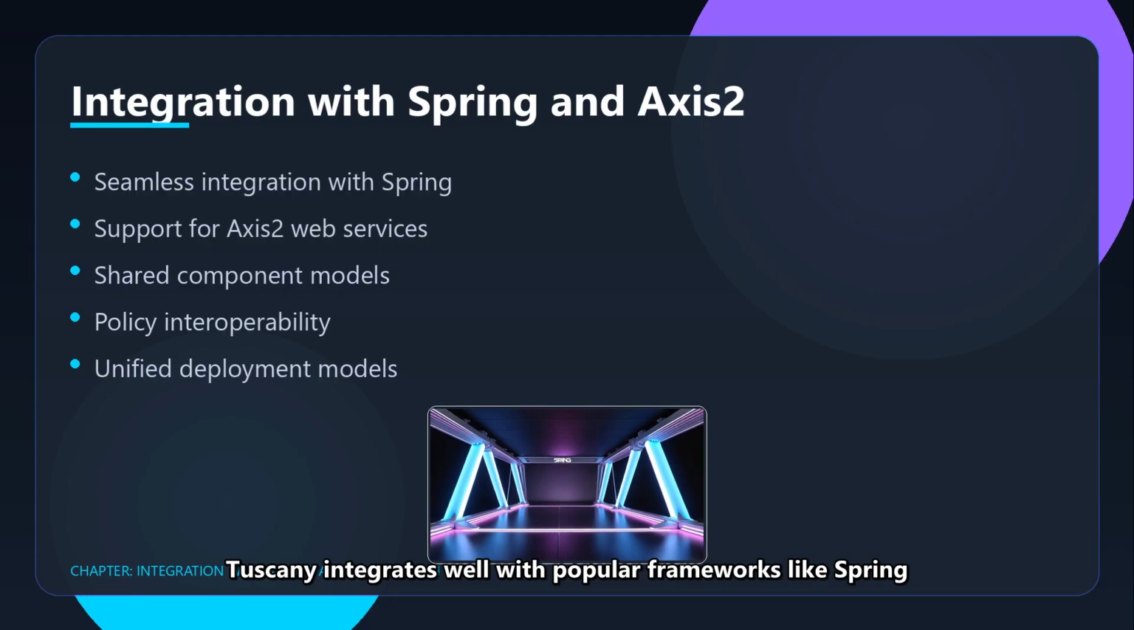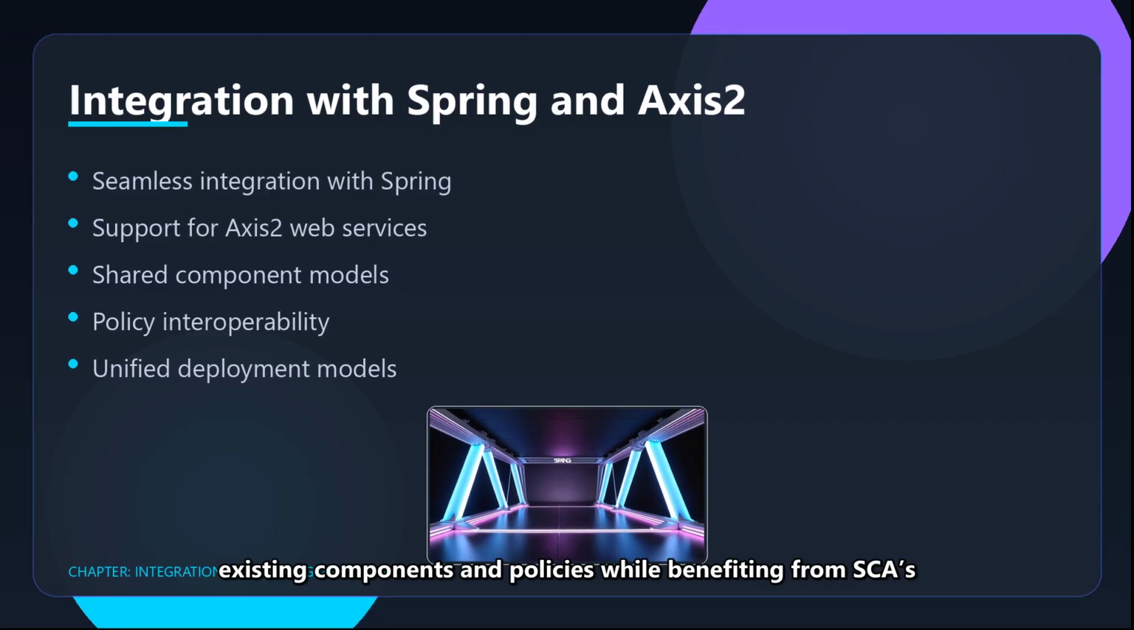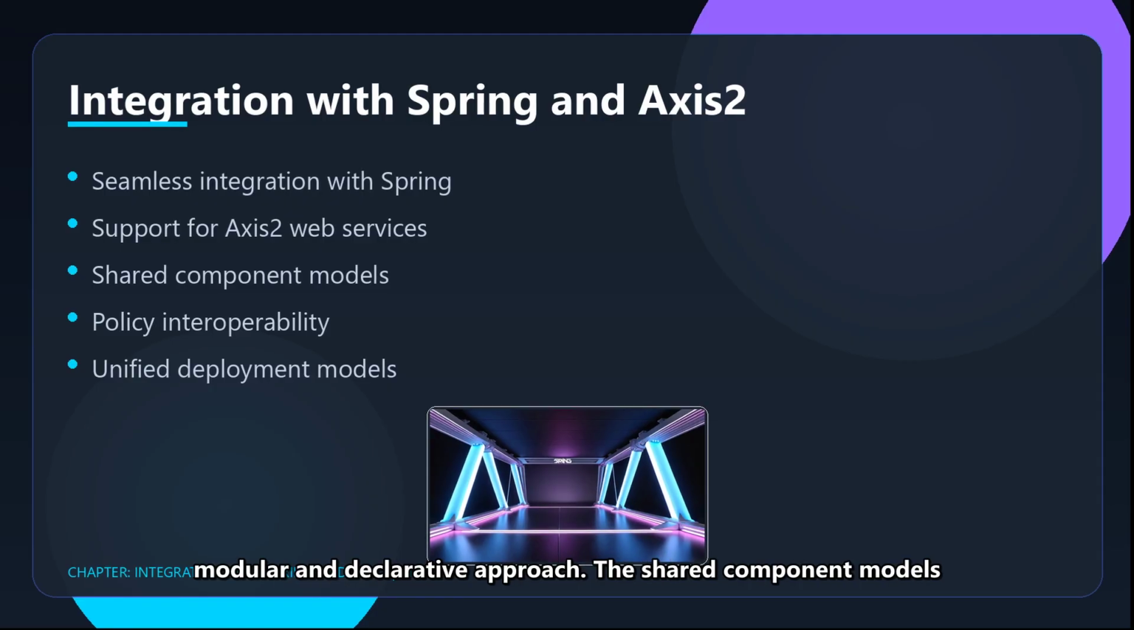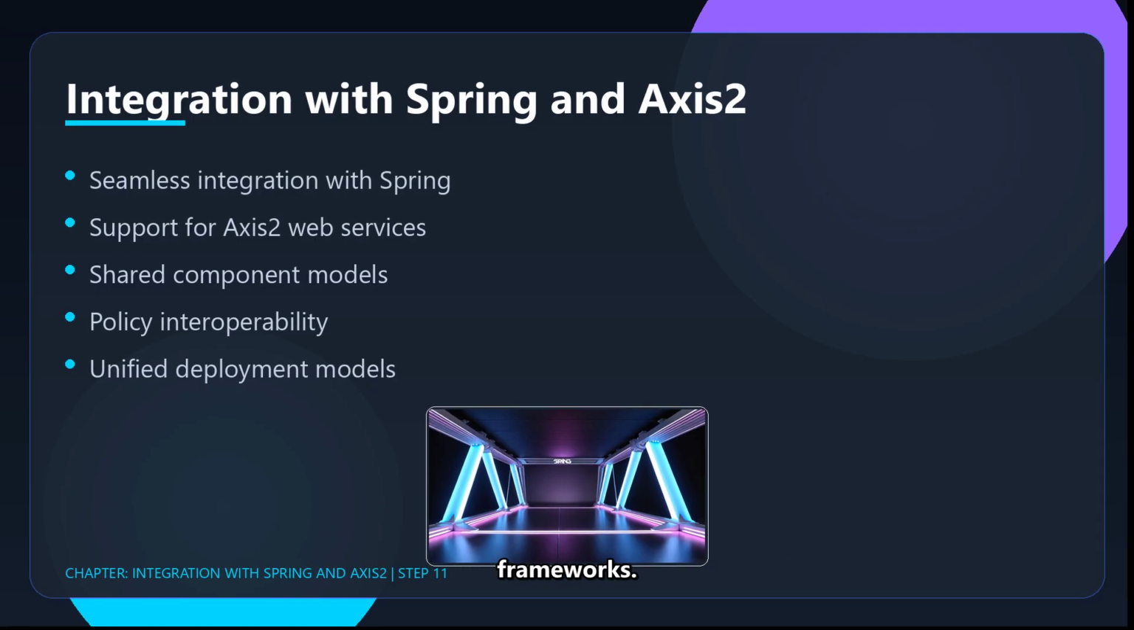Tuscany integrates well with popular frameworks like Spring and Apache Axis. This allows developers to leverage existing components and policies while benefiting from SCA's modular and declarative approach. The shared component models make it easy to unify deployment strategies across frameworks.